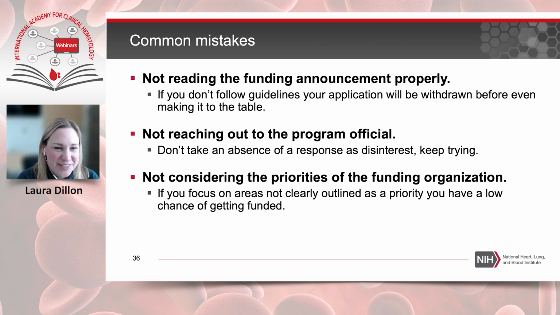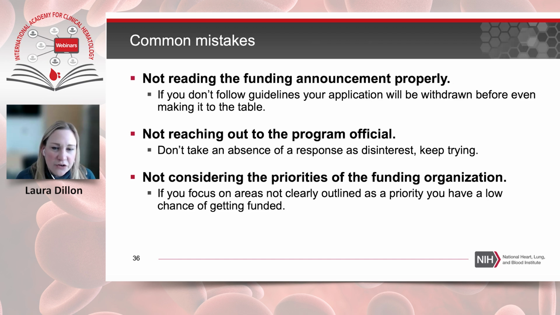Number one mistake a lot of people make, especially in the beginning, is not reaching out to the program official. And be persistent. Remember that people are busy, and so don't take the absence of a response from your program official as disinterest. Keep trying. So just email them again or do what you can to try and reach out to your program official. They do want to help you.